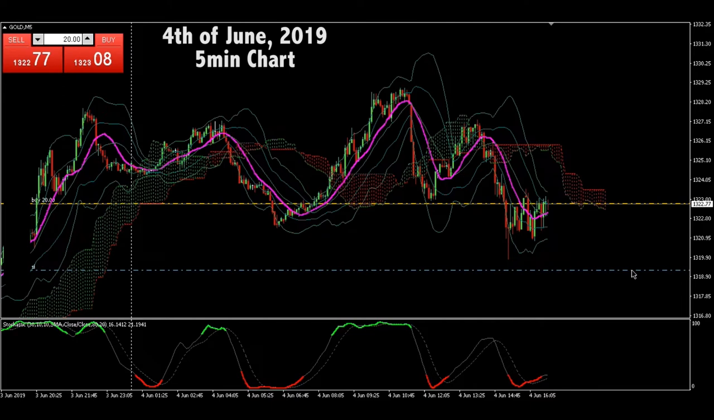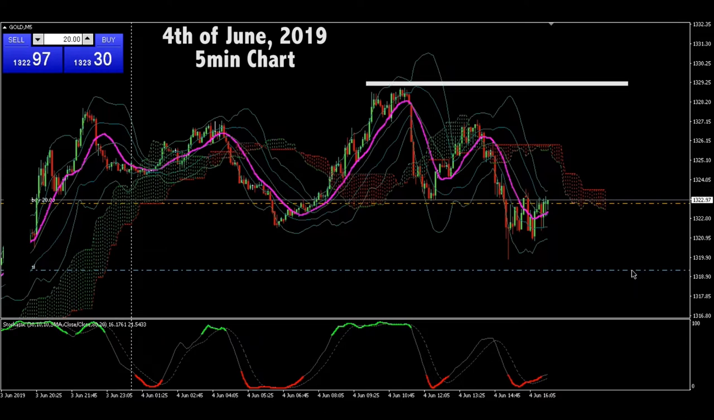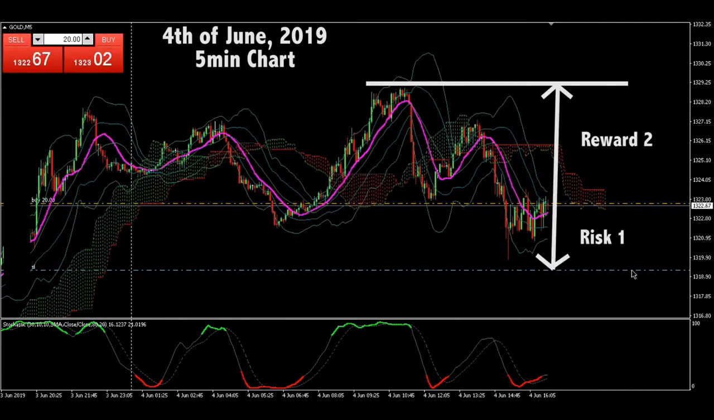First, the big primary trend in the daily chart is bullish, so I'm looking for some place to buy. And secondly, the current price level is relatively in the lower part of today's range. So my first target will be here, making the risk reward ratio 1 to 2. So it's a good bargain sale to me.